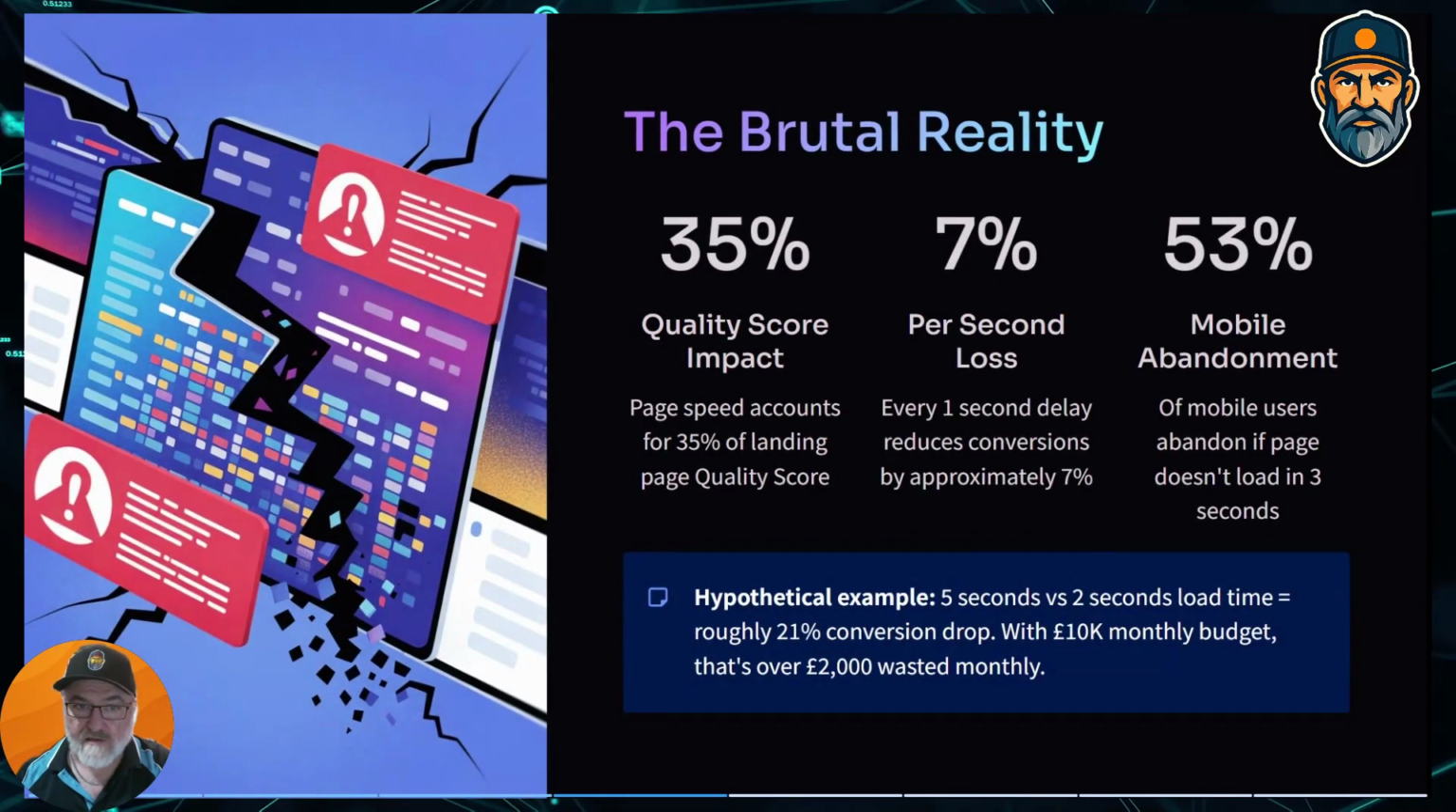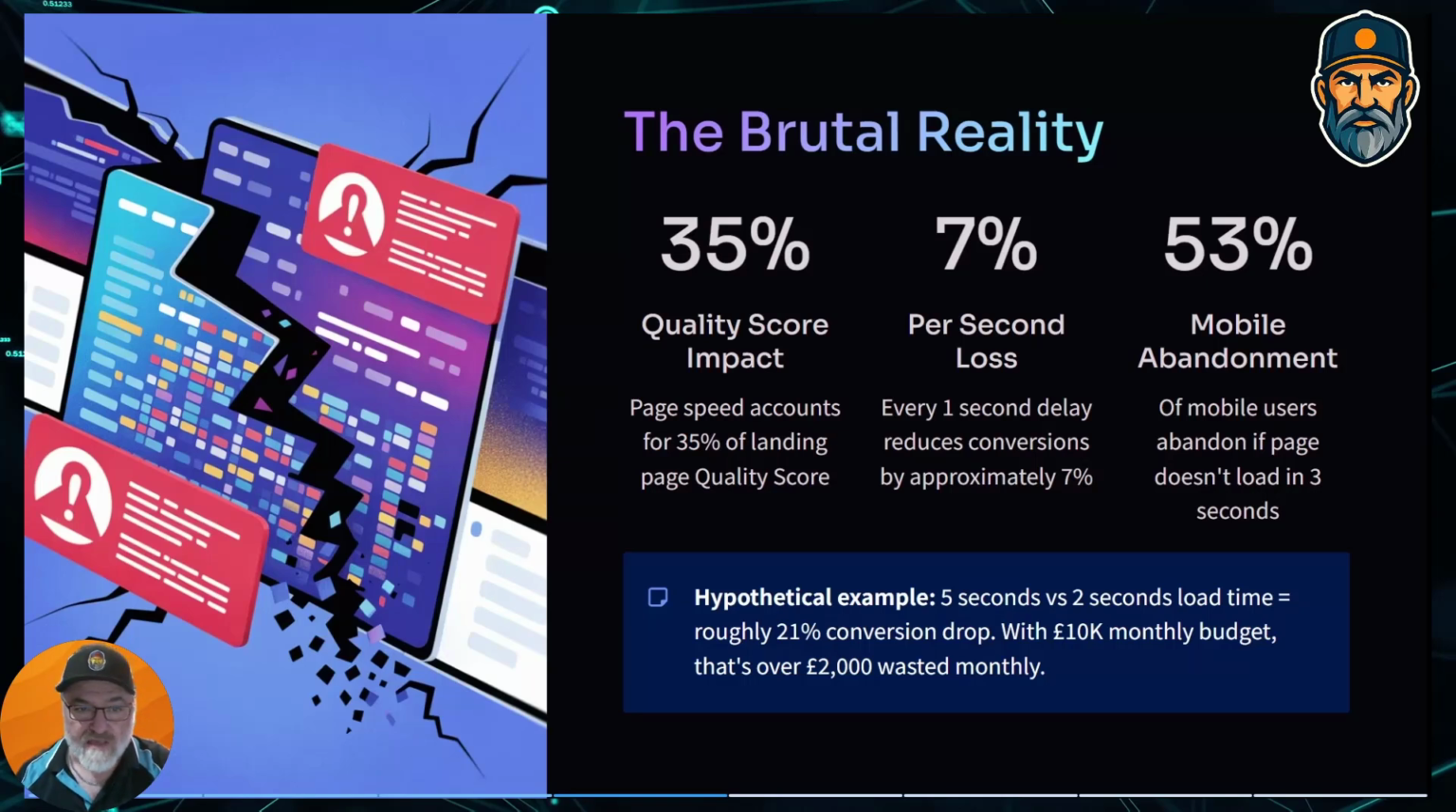Here's the brutal reality. Page speed accounts for 35% of your overall landing page quality score in Google Ads. If your Core Web Vitals are poor, you're paying more per click and getting lower ad positions. But it gets worse. Research consistently shows that every 1 second delay in page load time reduces conversions by approximately 7%. Yeah, that's right, 7%.